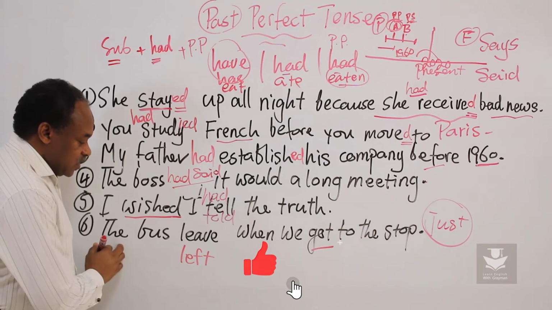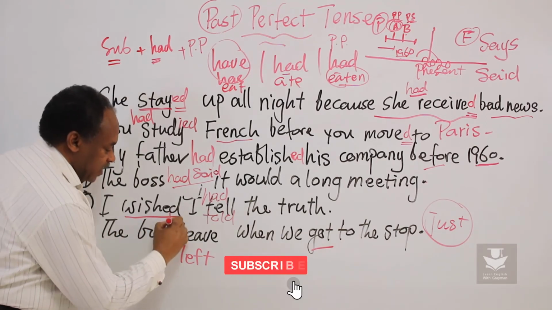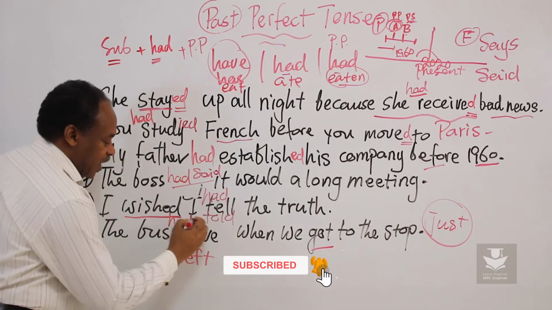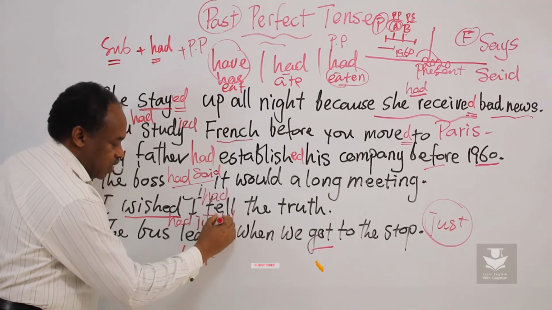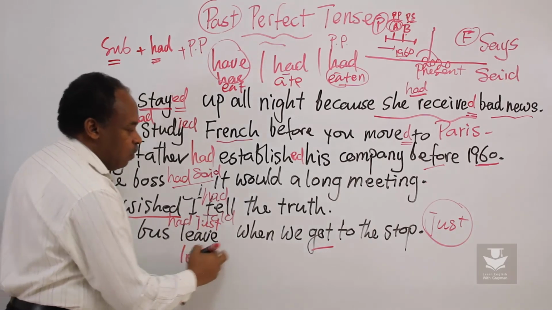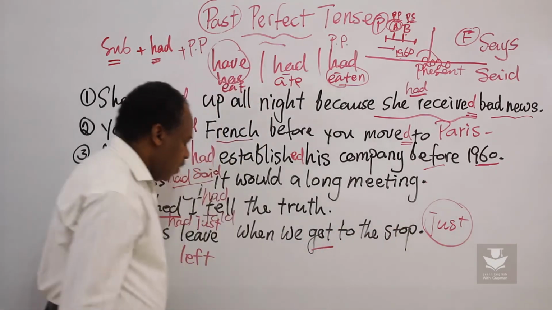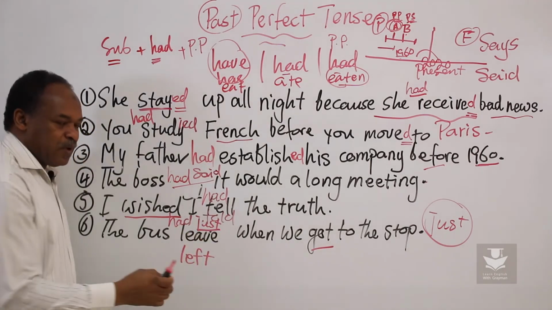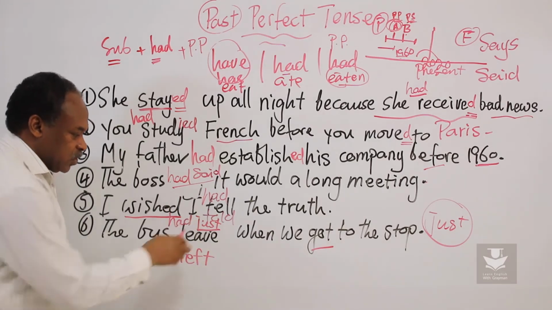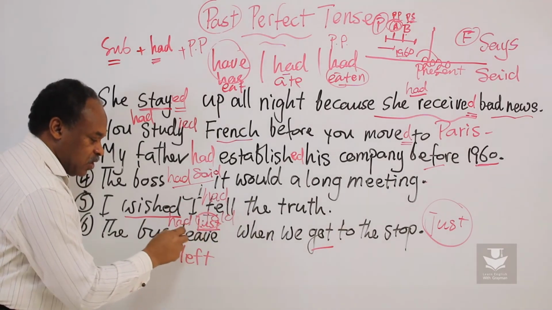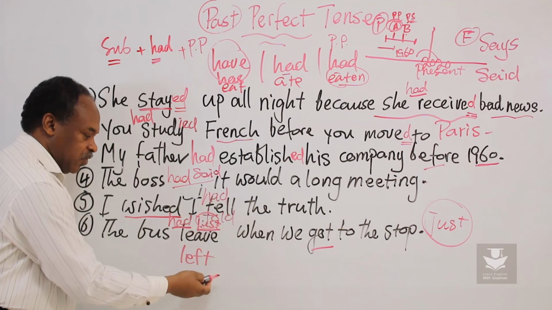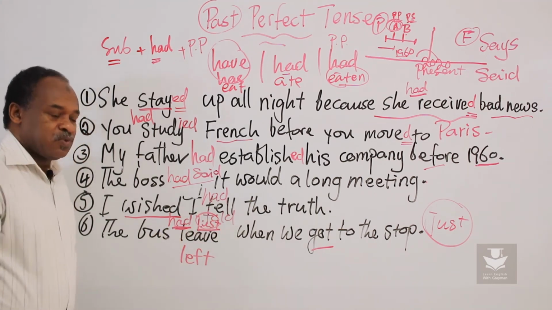So the bus had, what? The bus had just left. The bus had just left when we got to the stop. Why did we use just here? Because by the time we got there, the bus had only just left, not very long before. So we need to use just here. Whenever you use just with the past perfect to show that the event happened just recently before the other, then you need to use the past perfect.